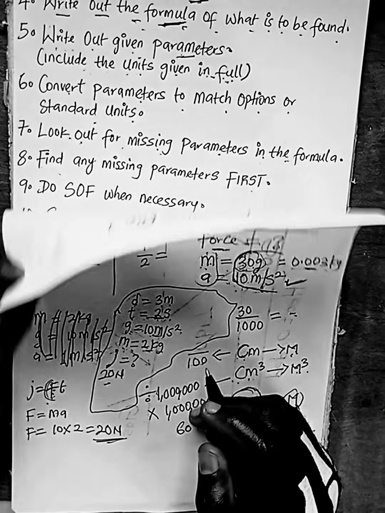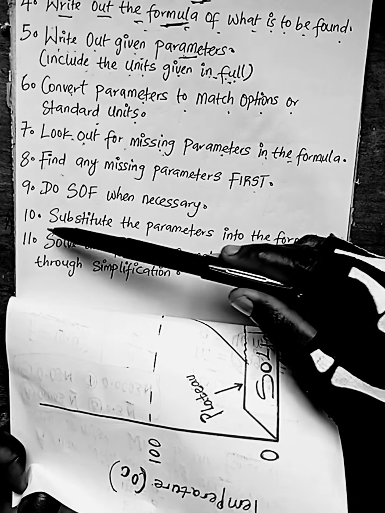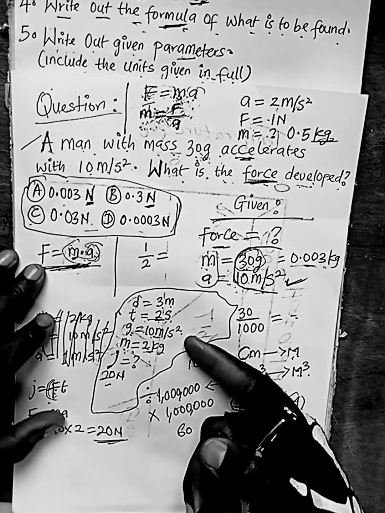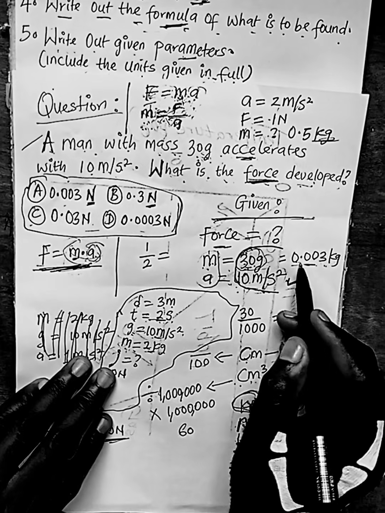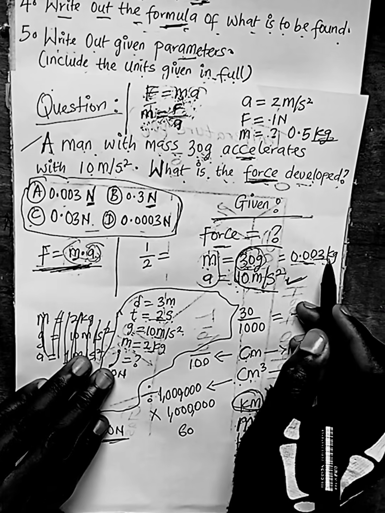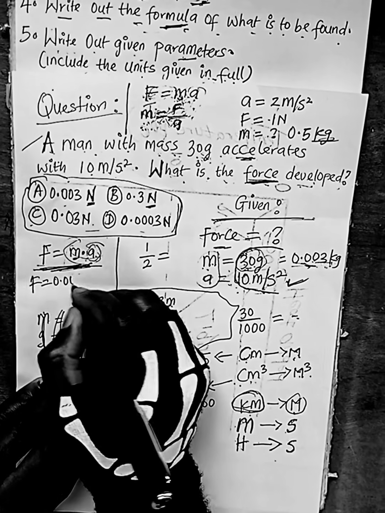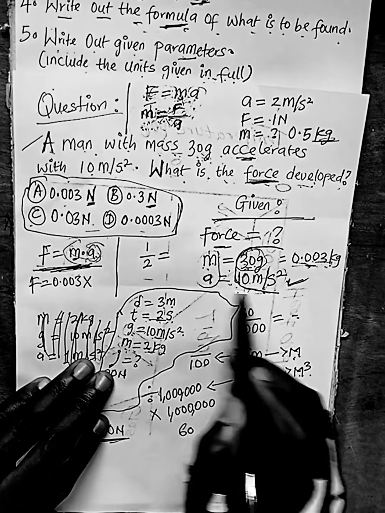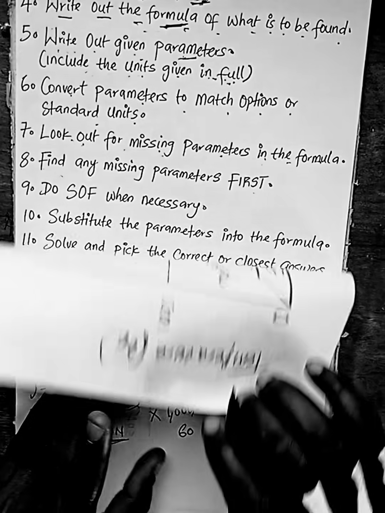That takes us to the next step of answering calculation questions in physics and chemistry. Number 10: substitute the parameters into the formula. As you made your conversion, you are now ready to solve. You substitute your parameters into the formula. We were told to find force, for example. Since we have, for example, 0.003 as our new mass, we put F is equal to 0.003, then times the next, which is acceleration, 10. F will solve to whatever you get there, 0.3 or so.